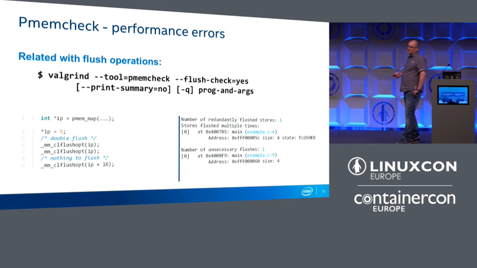Here is an example of some unnecessary flushes. This is some pseudocode from x86. We have this CLFLUSHOPT builtin, and we flush the same cache line twice. So this would be detected. Also this other flush is not necessary because there was no store to this location. So here we also have the report for that.